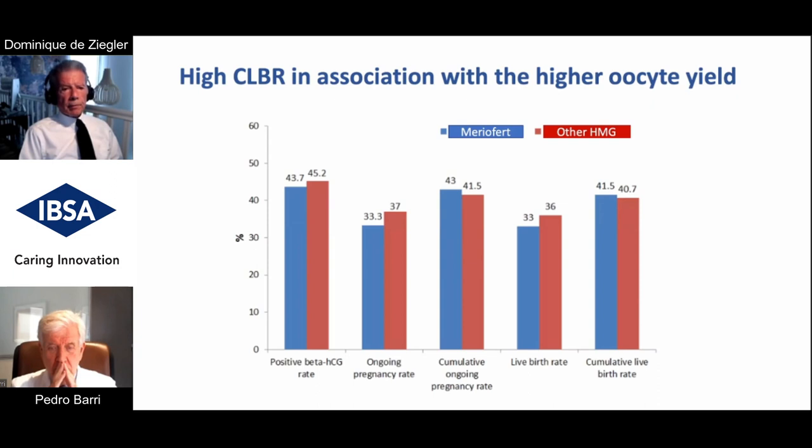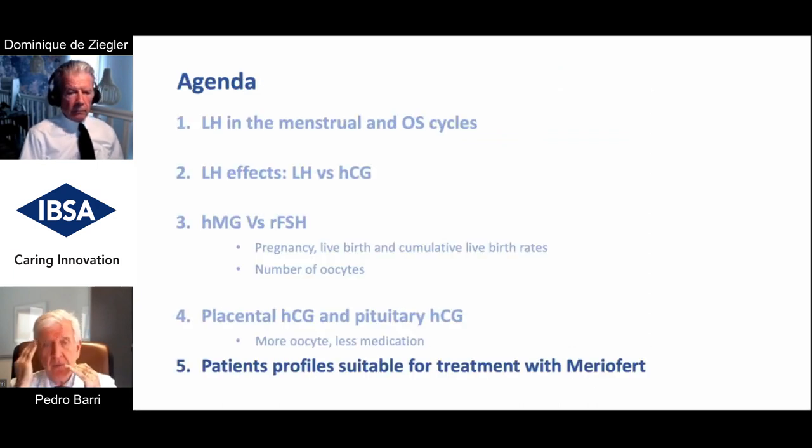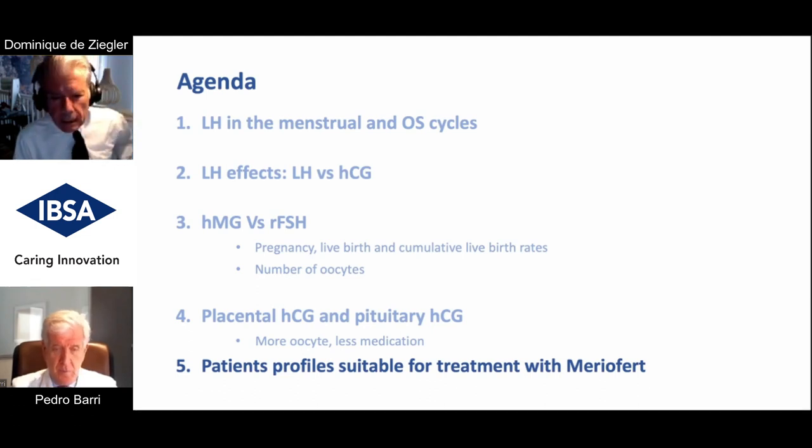And these are the ultimate results. And you see that there's no statistical significance between Meriofert and the other hMG. But in the end, when you look at the cumulative pregnancy rate, because you have more embryos in the Meriofert group, you have a trend toward a higher cumulative pregnancy rate because you have more frozen embryos to transfer. The last point I want to talk to you about is who is suitable for treatment with Meriofert.